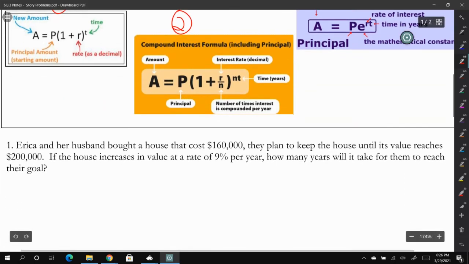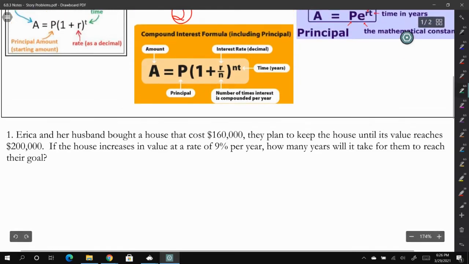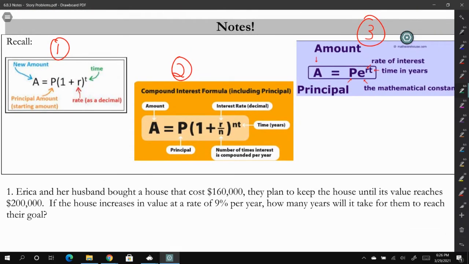So let's look at number 1. Erica and her husband bought a house that costs $160,000. They plan to keep the house until its value reaches $200,000. If the house increases in value at a rate of 9% per year, how many years will it take for them to reach their goal? So we have to first determine which equation we will use. We do not see the word compounded at all in this problem, so that means we're going to be using equation number 1.